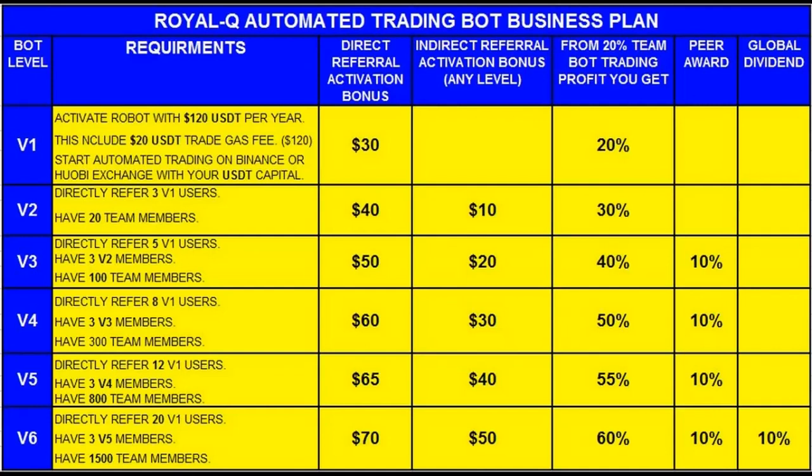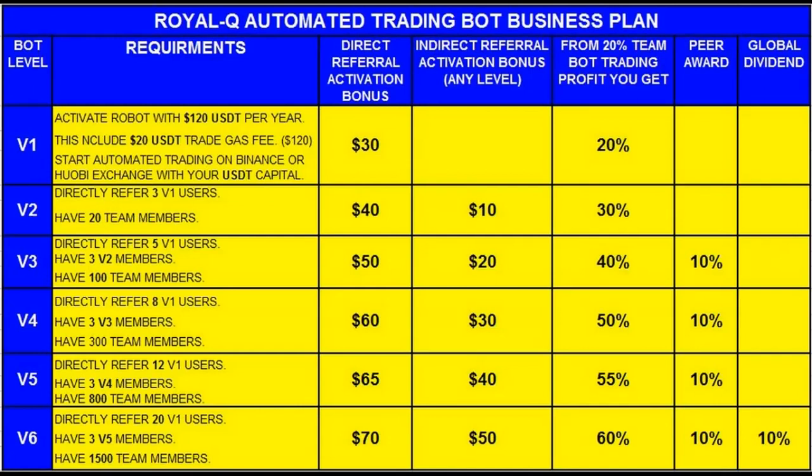Then you also get the pair reward when your leaders join you on the same rank. At that V6, you start earning the new and final reward called the global dividend. Global dividend is for shareholders, people who have gotten to the last point.